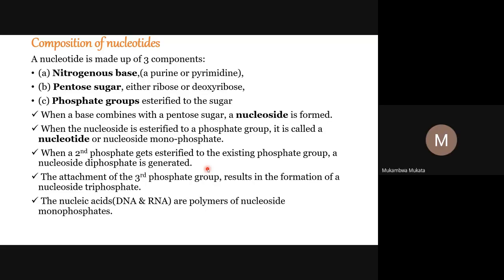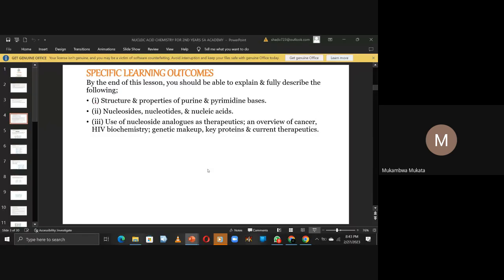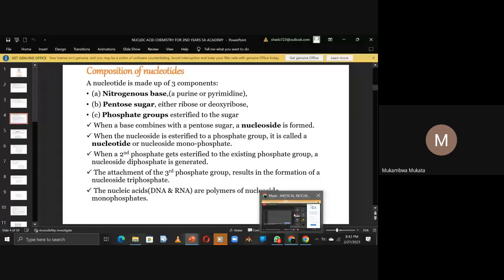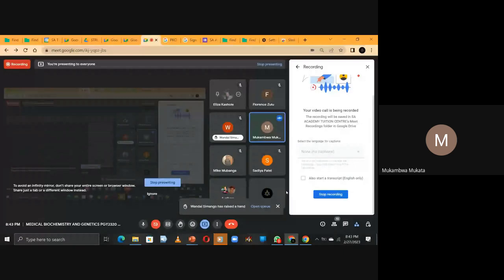The first difference is that purine has three nitrogenous bases, and then pyrimidine has just two. Is it clear now? One day you can unmute yourself.